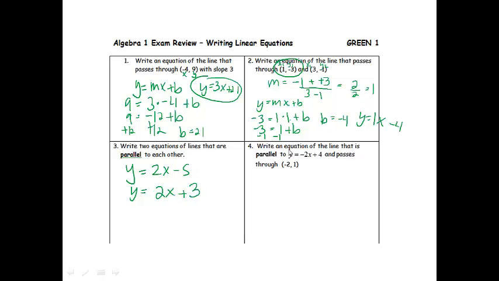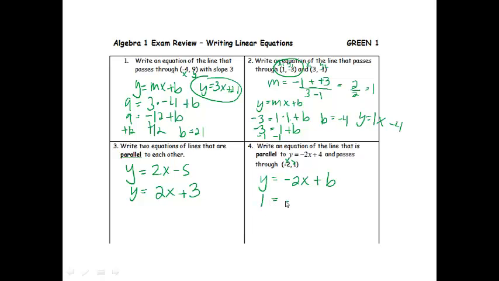Right, number 4, write an equation of the line that is parallel to y = -2x + 4, and it passes through (-2, 1). So if this line says y = -2x, my line also has to say y = -2x, but mine's going to be plus b because I don't know what it's going to be. So let's label my x and my y. Plug in what we know.